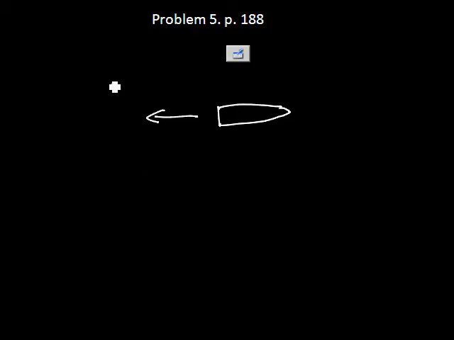The rate at which mass is being thrown out of the back is 1500 kilograms per second, and the speed at which those things are being thrown out is 4.0 times 10 to the fourth meters per second. So the rocket is throwing a whole lot of material out backwards, and this is showing Newton's third law.